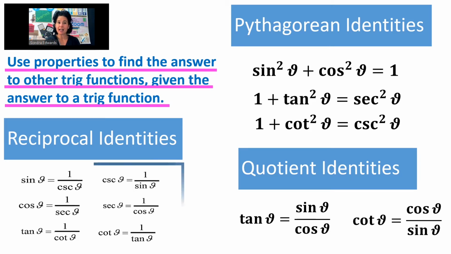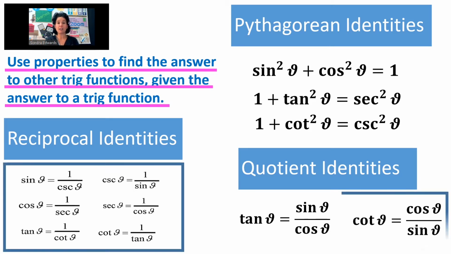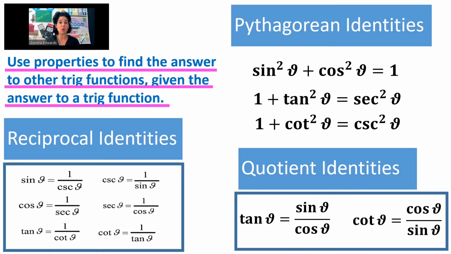If you're in my class, you should be familiar with the reciprocal identities and the quotient identities. Quick review of those: sine goes with cosecant. It is not an alliteration. It's not S with S and C with C. Sine goes with cosecant, cosine goes with secant, and then tangent's reciprocal is cotangent.